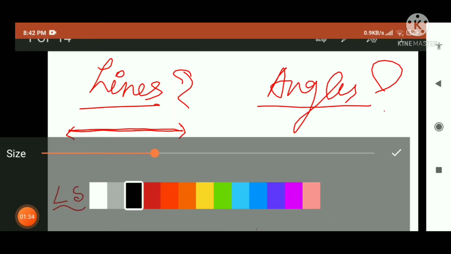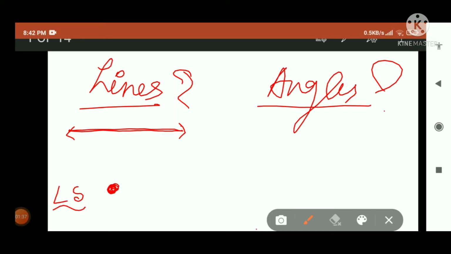So what is a line segment? A line segment is a line which has two endpoints at the end. In a line segment we have two endpoints, but in a line we have no endpoints. It can be extended as long as you want, in this direction and that direction. We can extend a line infinitely.